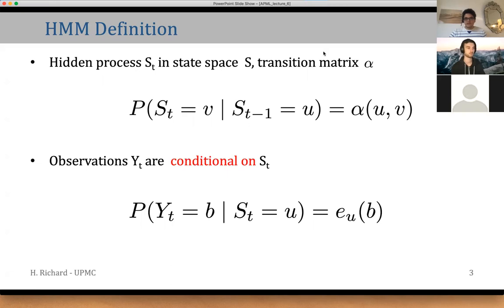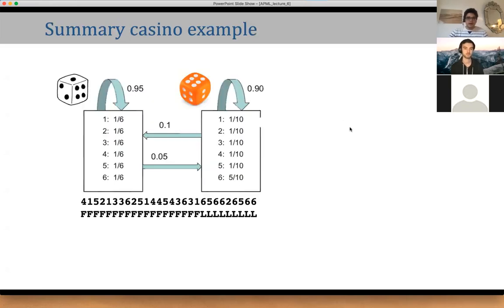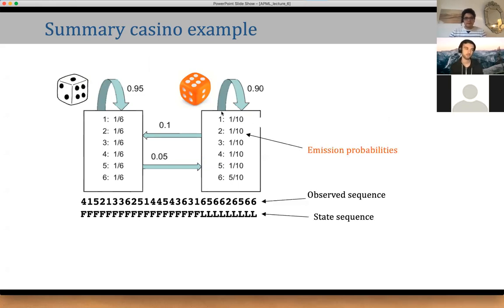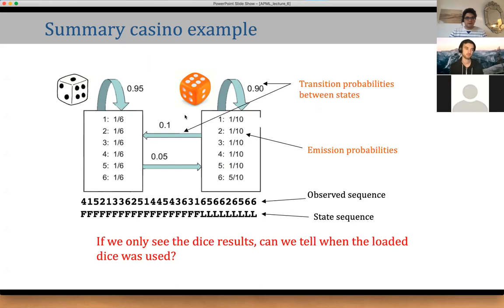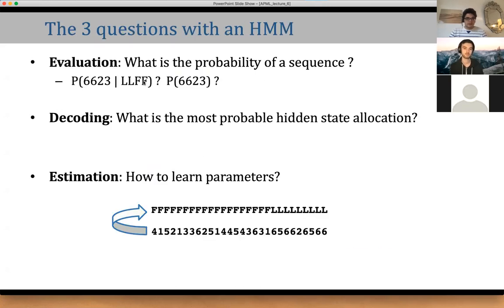So here is just a little recap on the definition of a hidden Markov model. We have a Markov chain on the states sequence S_t, and we have observations Y_t, which are conditional on the states, and given by a list of emission distributions E_u that depend on the state. And we'll see the example again of our casino example with a fair and a loaded dice. So we just saw before what are the questions with HMM. And now the question we will look at first is about decoding.